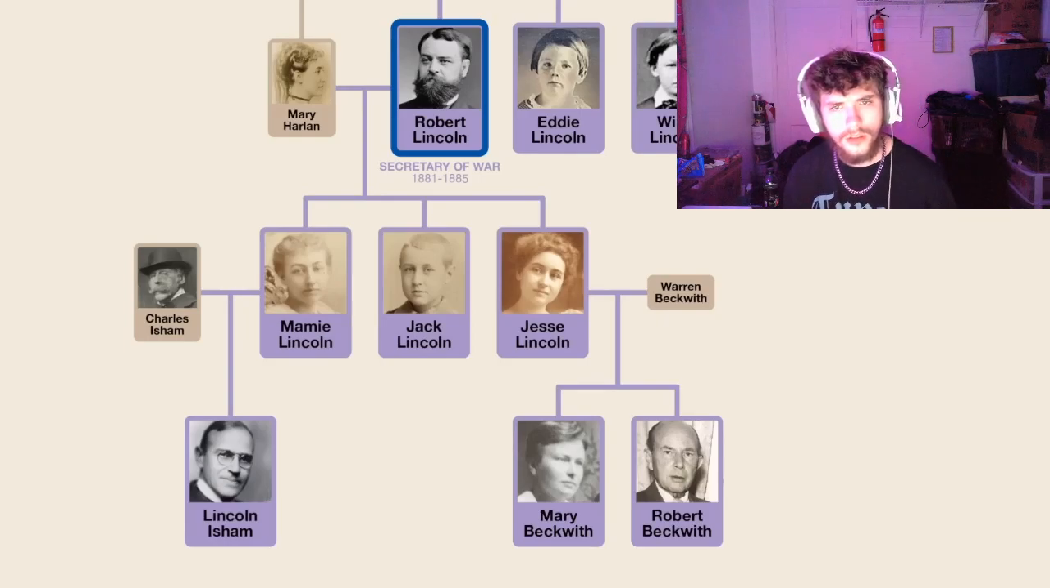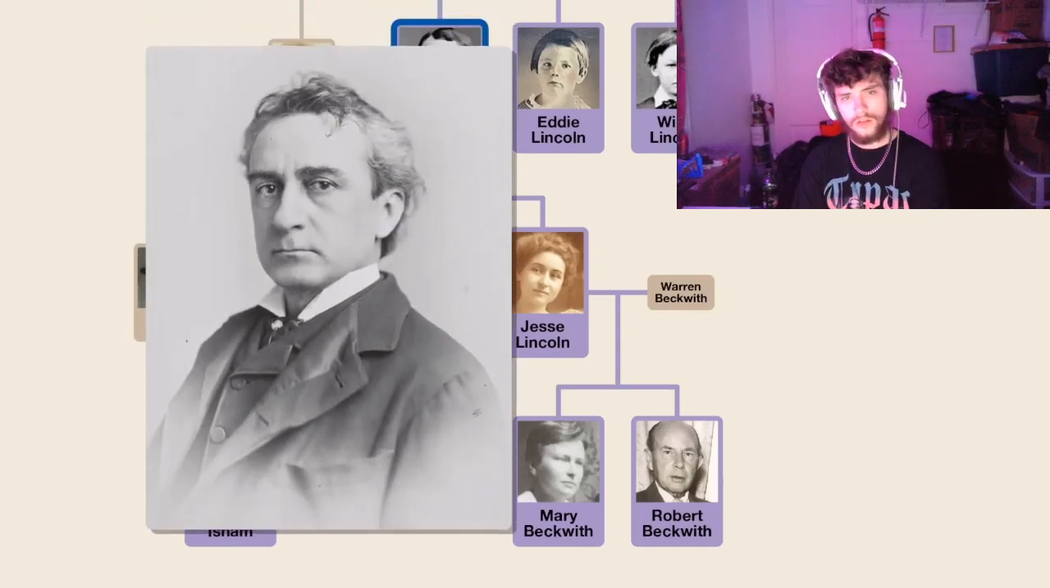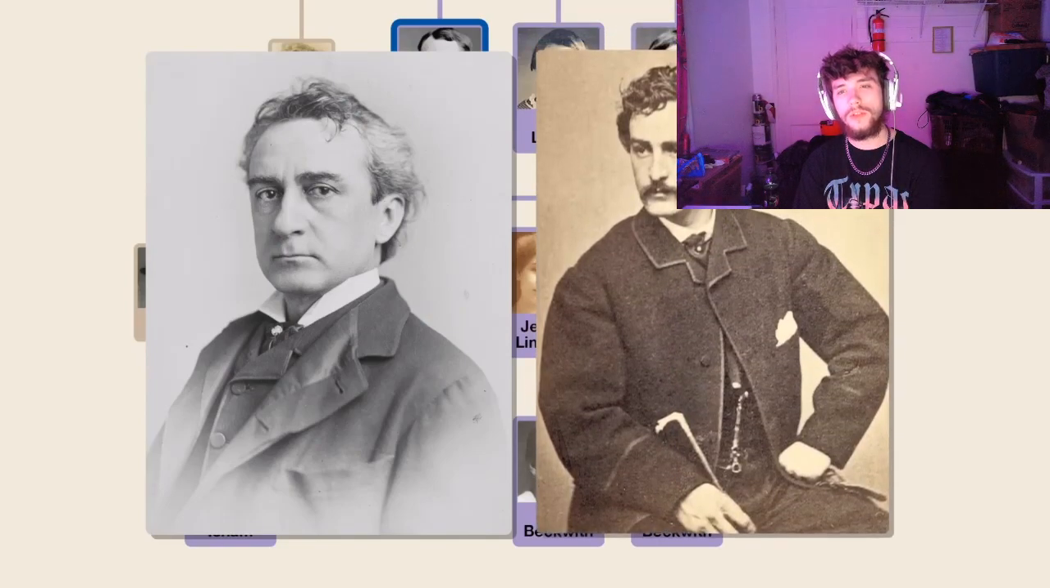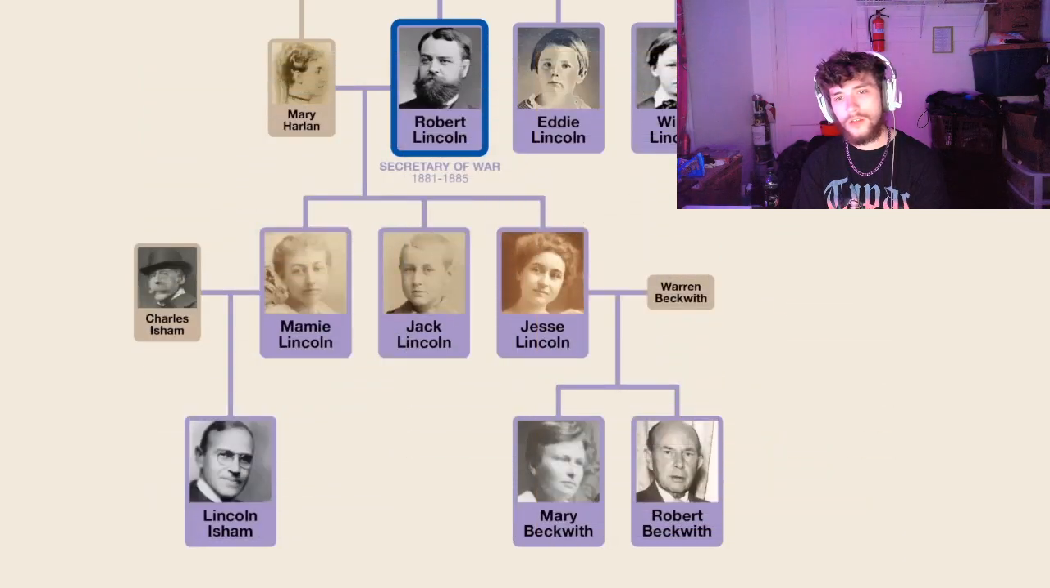The first is that he almost died, 1 or 2 years before his father's assassination, when he slipped between a platform and a moving train. However, he was saved by a man named Edwin Booth. Now, if that name sounds familiar to you, it's because Edwin's brother, John Wilkes Booth, was the man who shot Abraham Lincoln.